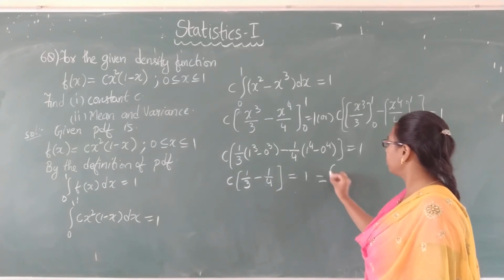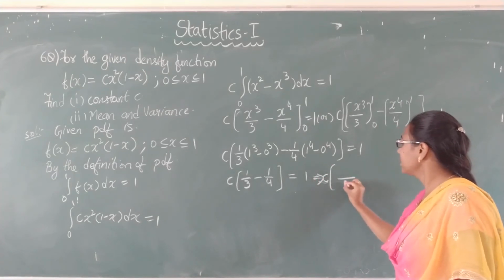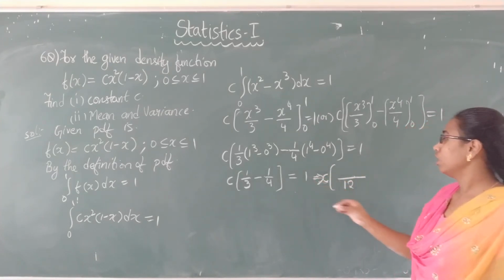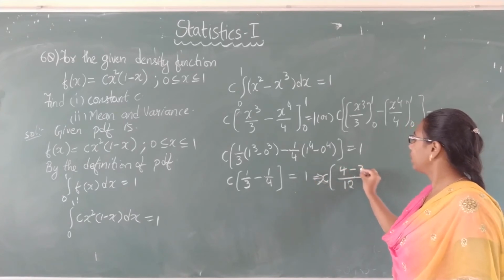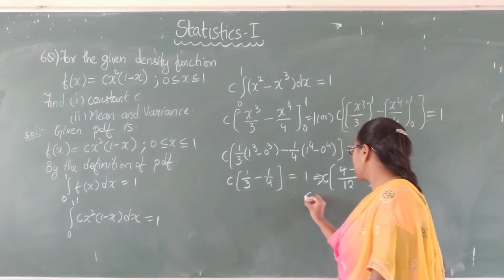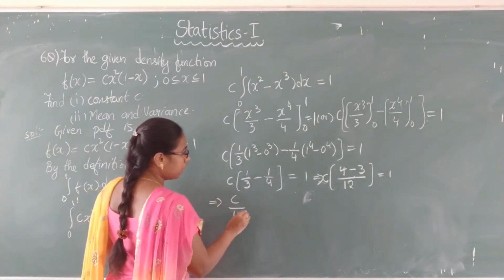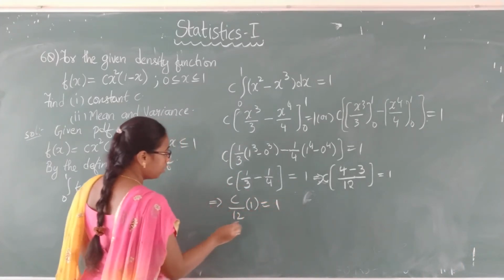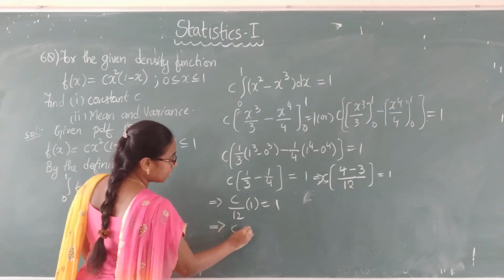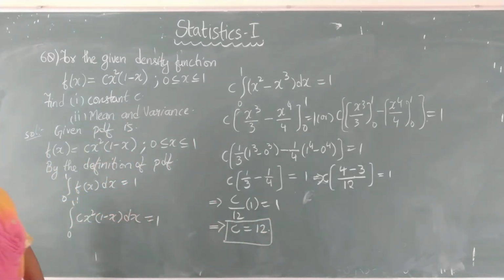Which implies C into, the LCM is 12. Here 3 is there, so 4 minus 3 equals 1. What is 4 minus 3? 1. So C by 12 into 1 equals 1, which implies the C value is equal to 12. So we got the required C value. The first part is completed. Now write down the PDF.